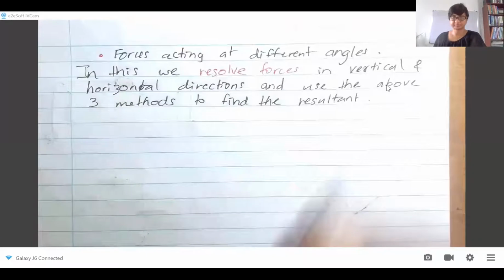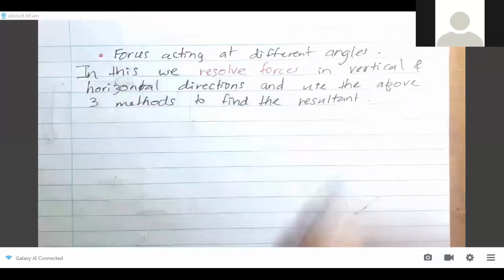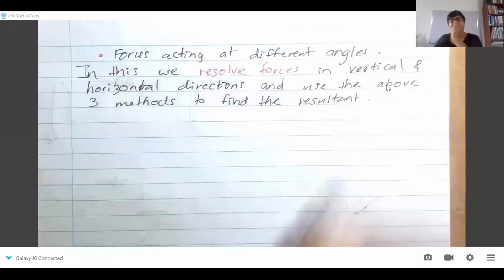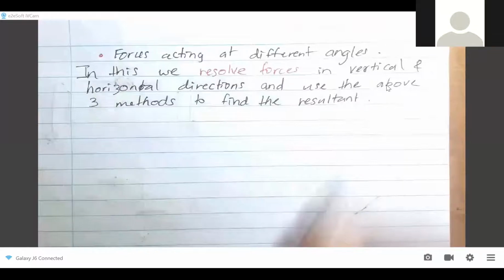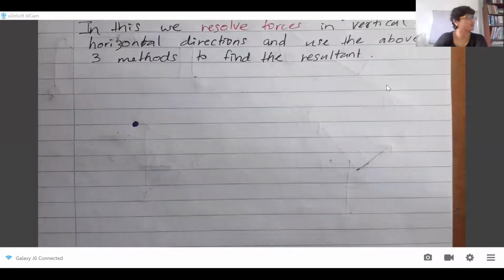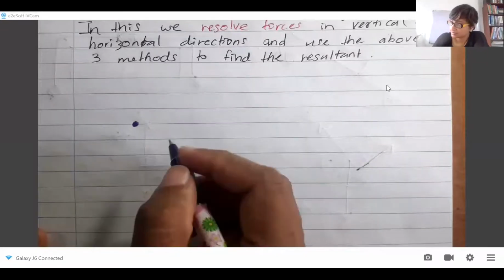So let's take an example. Here's your point object. Let me give you a lot of forces. Say one in that direction, 3 newtons. One in a direction like this.